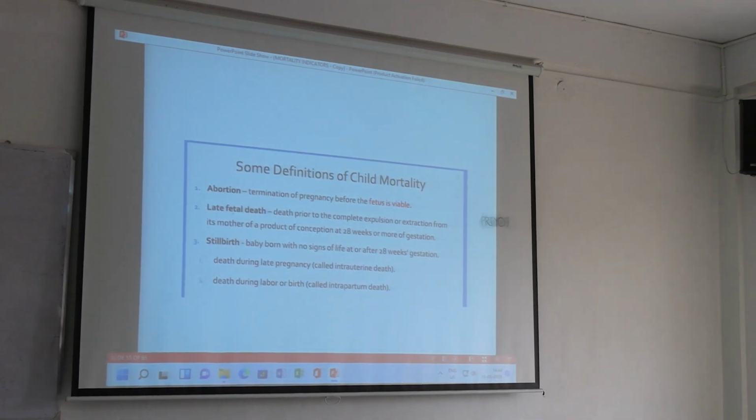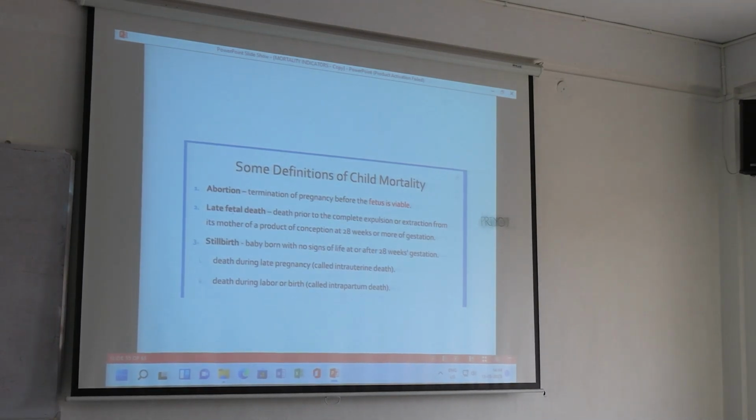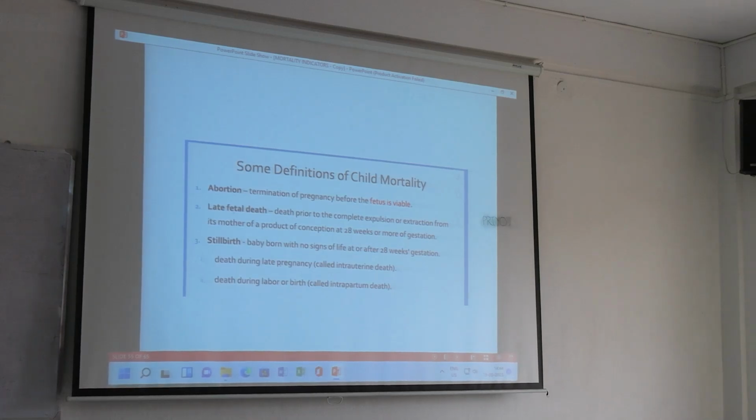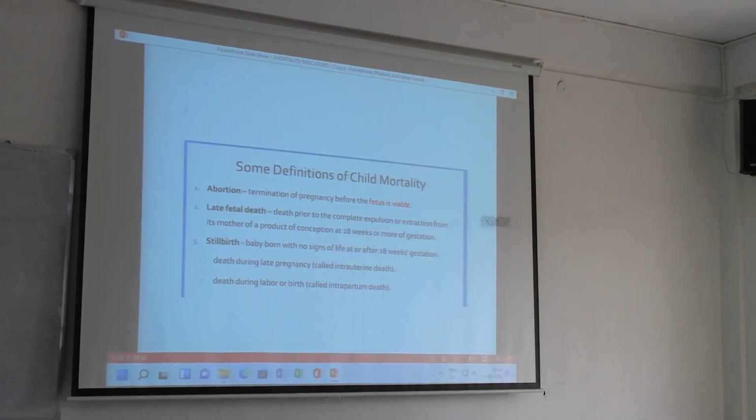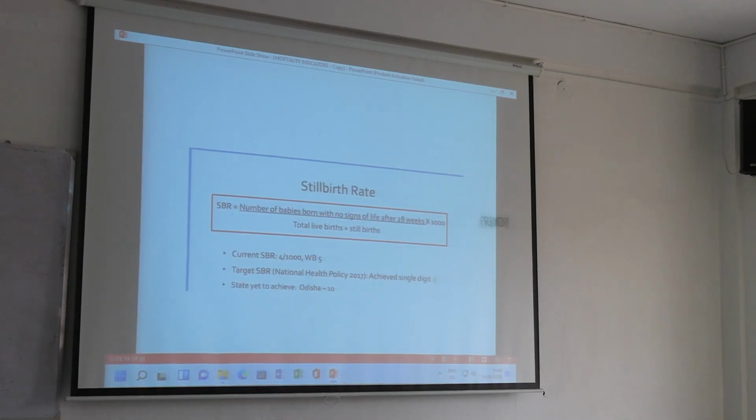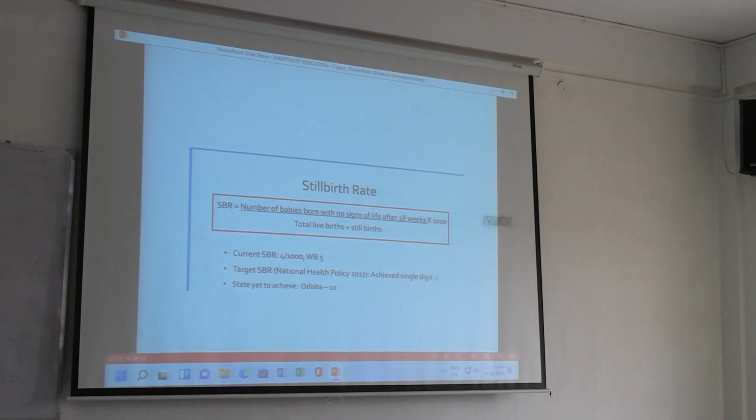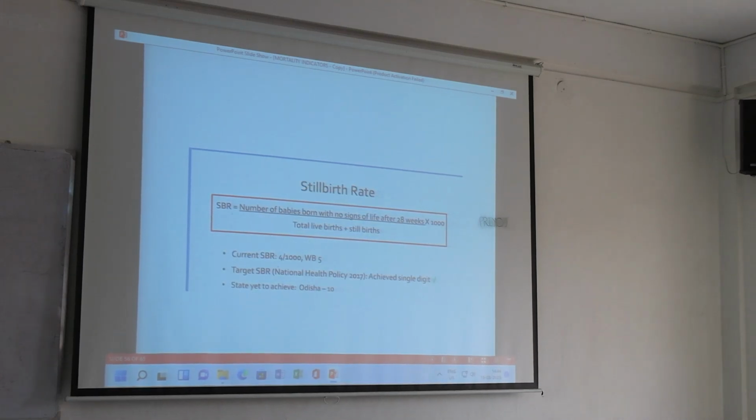Stillbirth is a baby born with no signs of life after 28 weeks. Death during pregnancy is also called preterm death. Death during labor or birth is called intrapartum. This is the stillbirth ratio. The baby is born with no signs of life after 28 weeks.